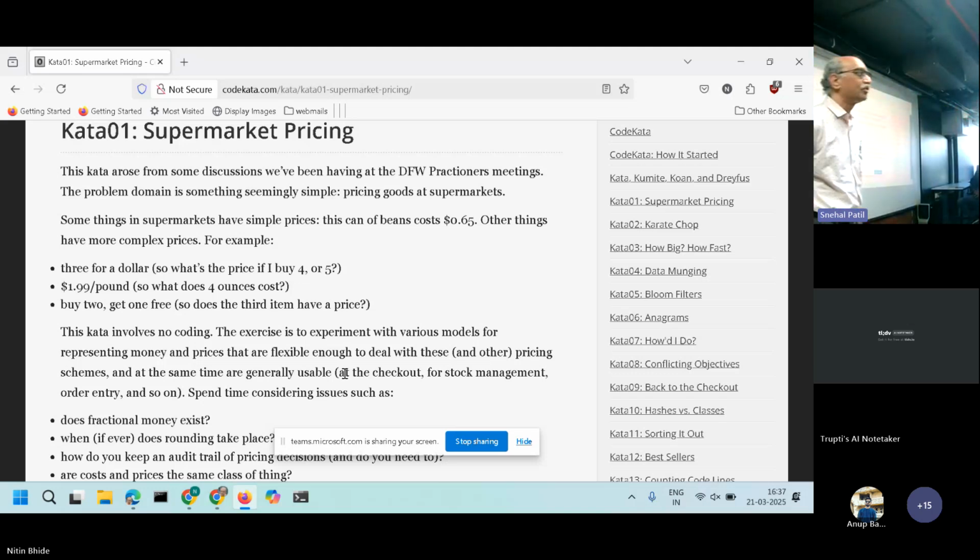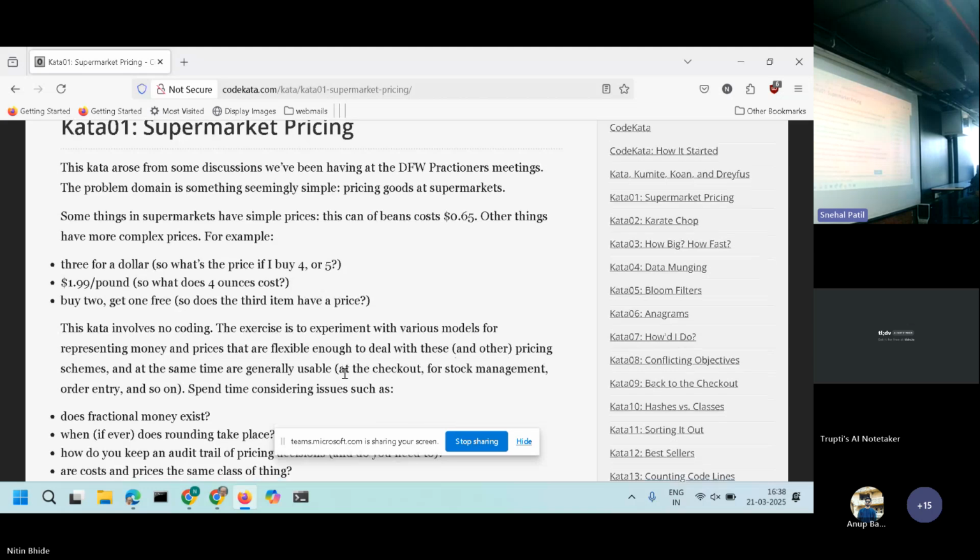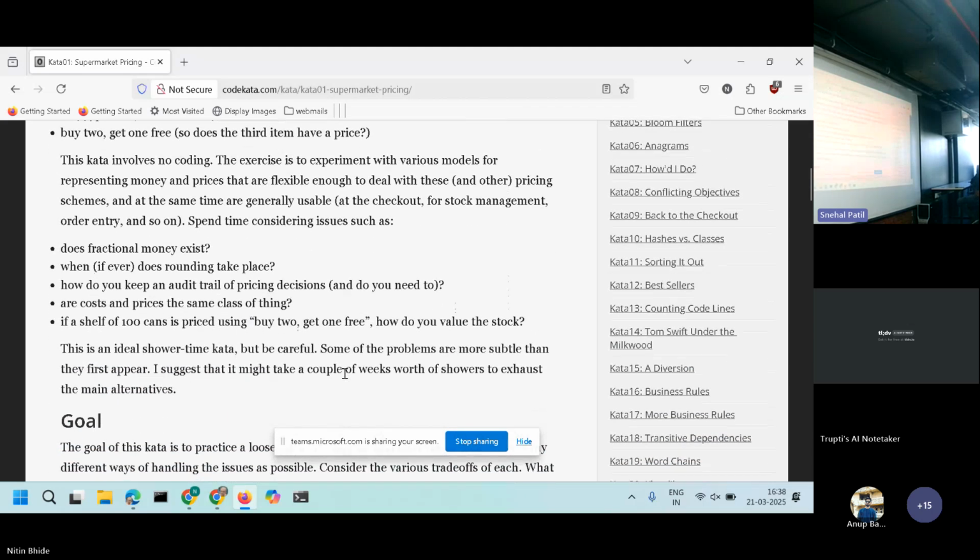This kata involves no coding. The exercise is to experiment with various models for representing money and prices that are flexible enough to deal with these and other pricing schemes, and at the same time are generally usable at the checkout, stock management, order entry, etc. Spend time considering issues such as: does fractional money exist? When, if ever, does the rounding take place? How do you keep an audit trail of pricing decisions? Do we need to? What are the costs?